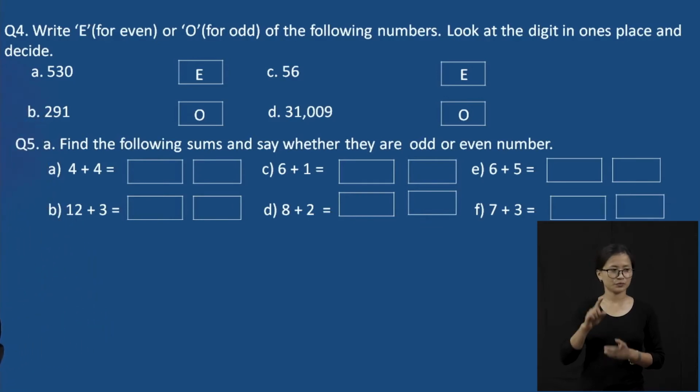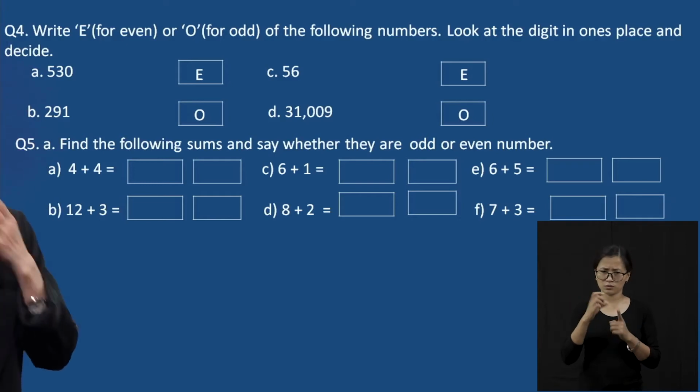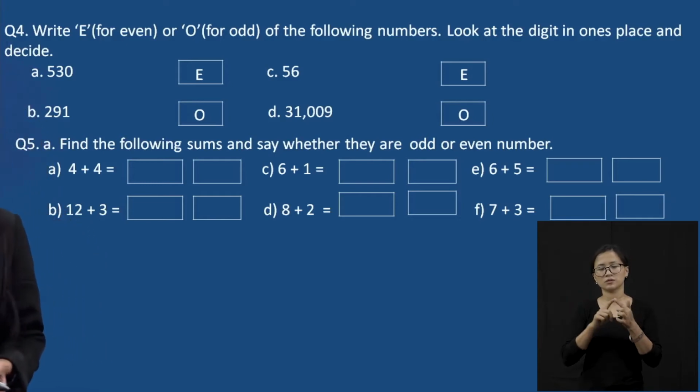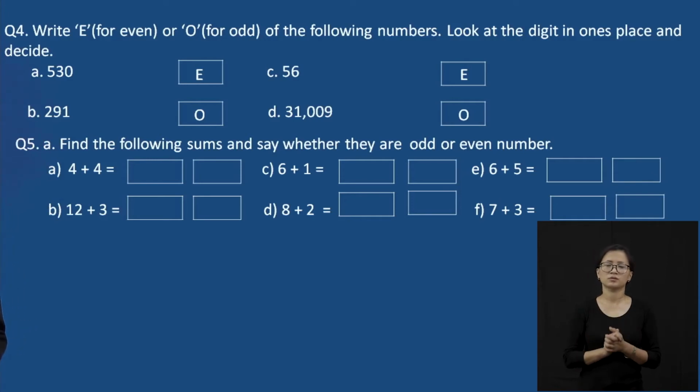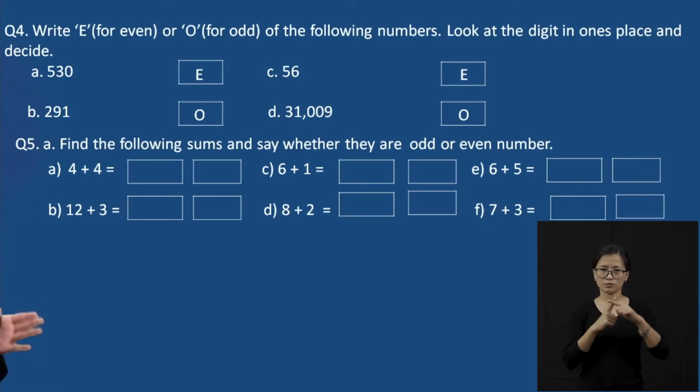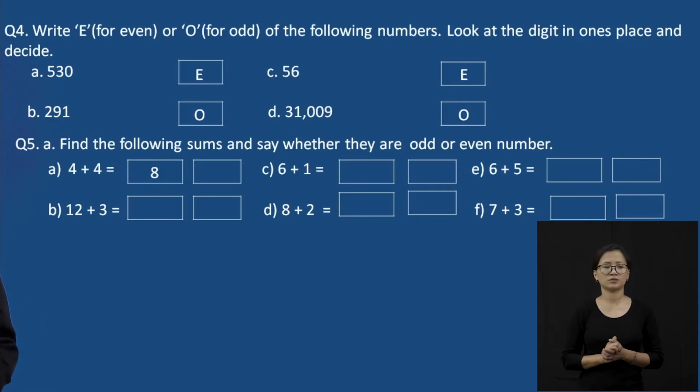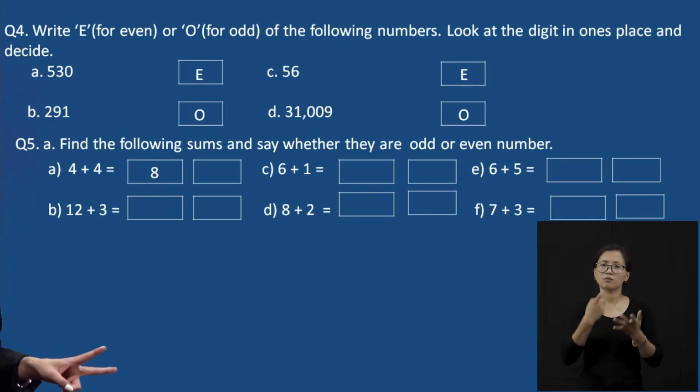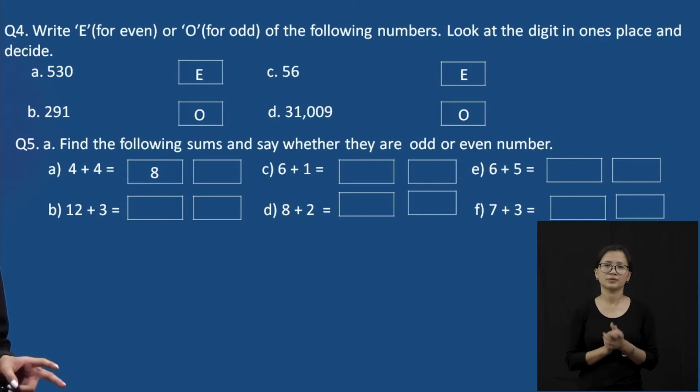Find the following sums and say whether they are odd or even. Here sum means plus or addition. So here 4 plus 4. 4 plus 4 makes 8. So is 8 even or odd? It can be grouped into 2, or it is divisible by 2. So we write even.